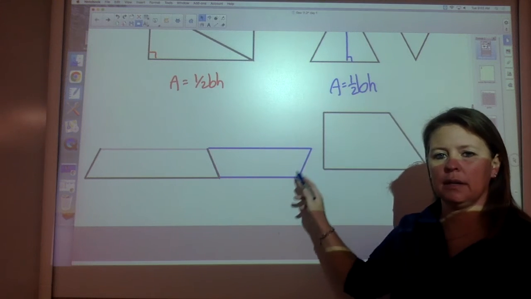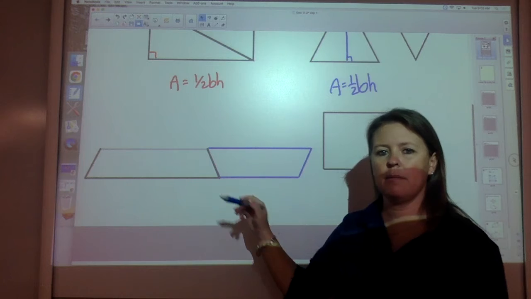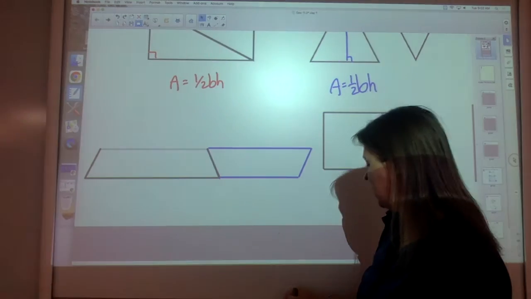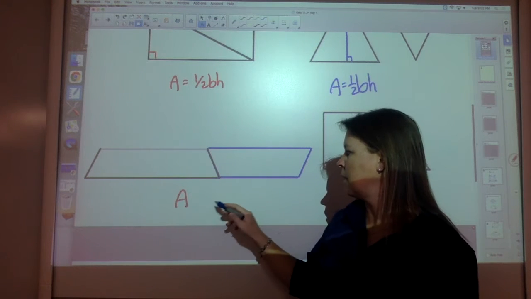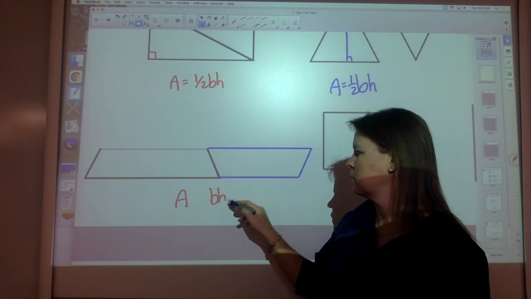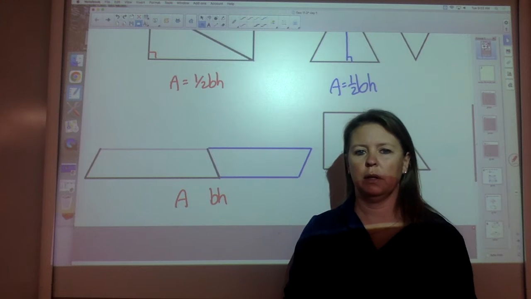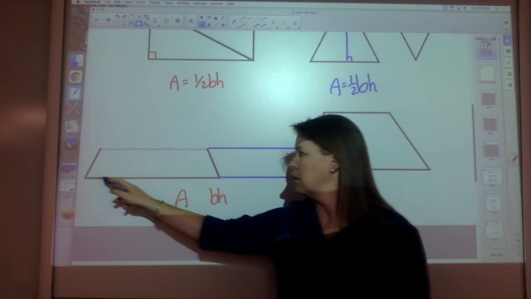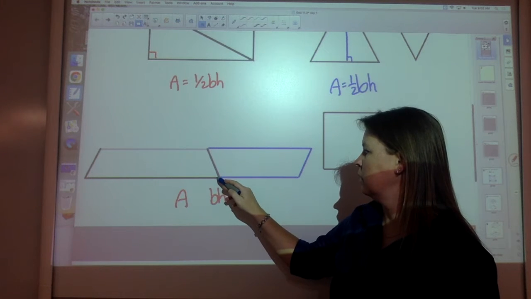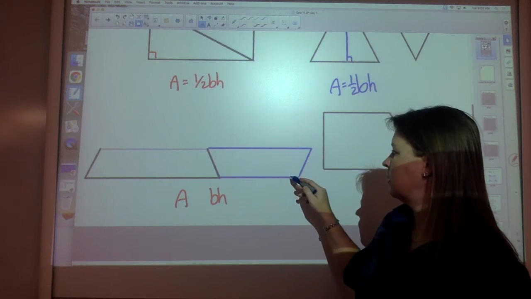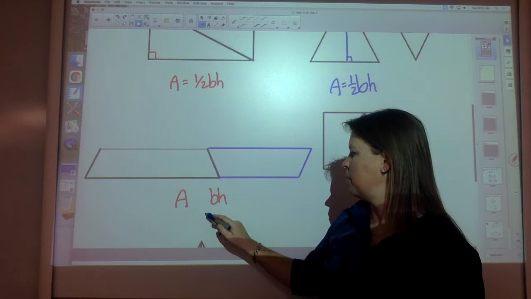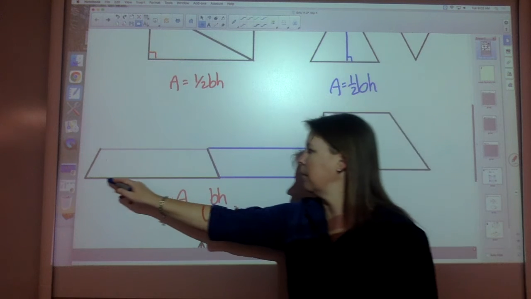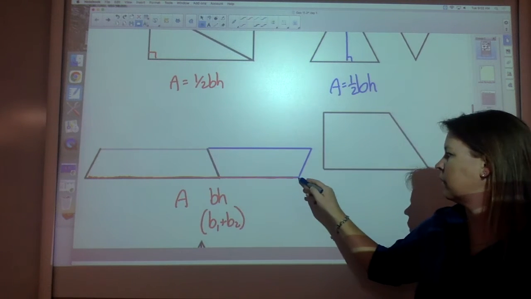a trapezoid, an isosceles trapezoid, takes up the exact same amount of space as it would if it were a parallelogram. So we'd get our parallelogram formula and say our parallelogram is base times height. But we have to rearrange that formula a little bit. Look at our base. Our base is base 1 plus base 2. Our base gets turned into base 1 plus base 2, because to make it a parallelogram, we have to go this whole distance.